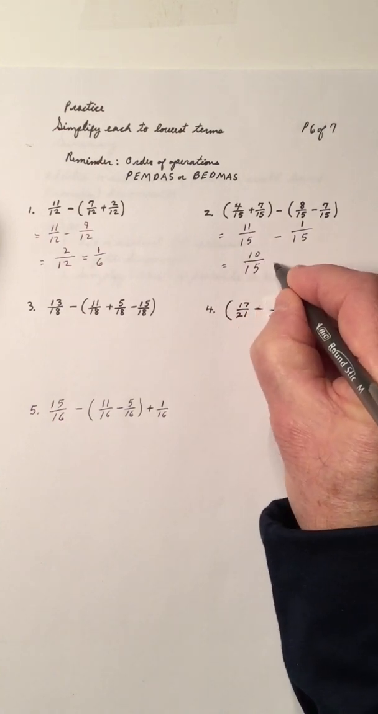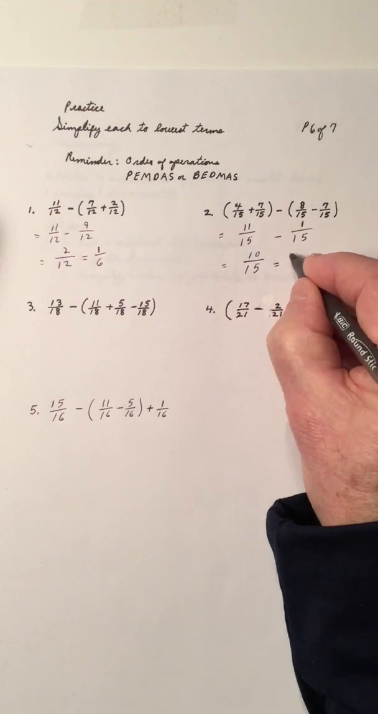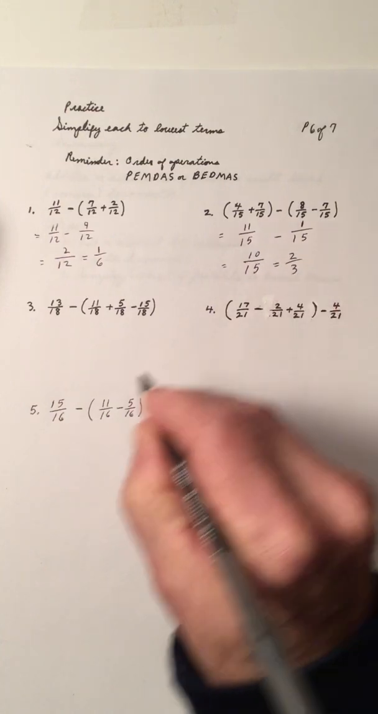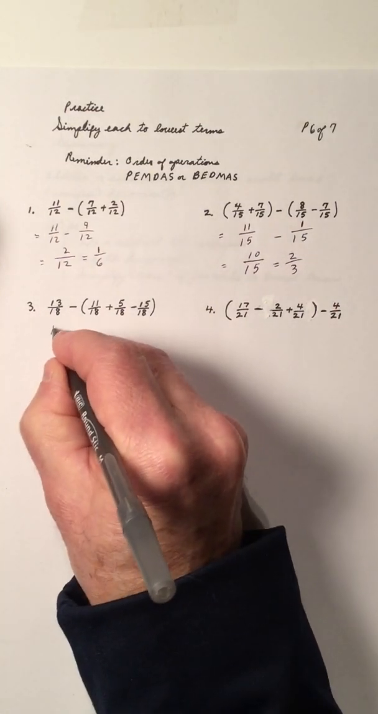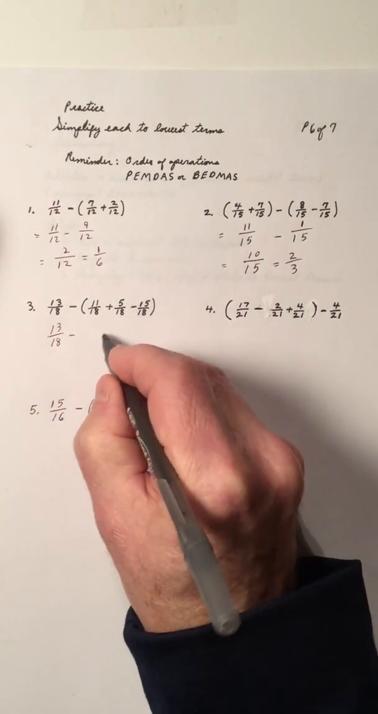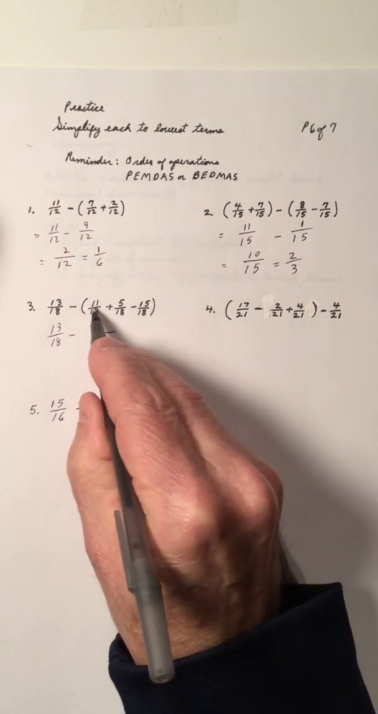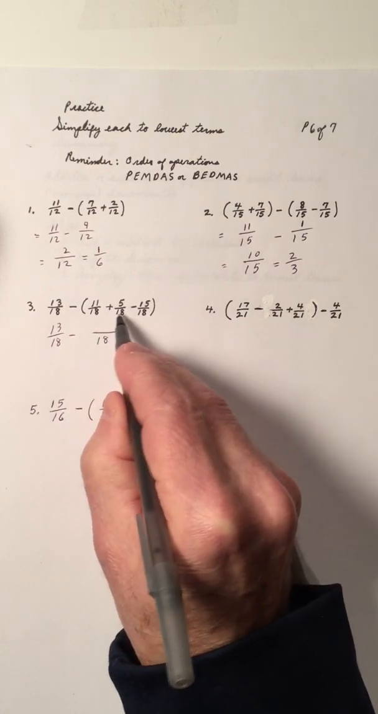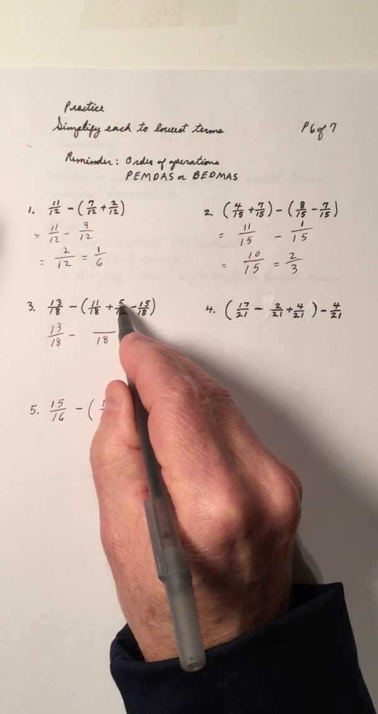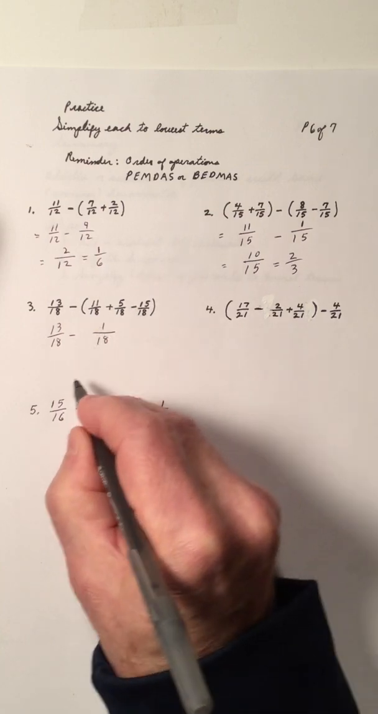What number is common to 10 and 15? Factors of 5. 5 into 10 goes 2. 5 into 15 goes 3. We have to do inside of our brackets first. Let's see, 18 is my common denominator. Write it down. 11 plus 5 is 16. 16 minus 15 is a 1.